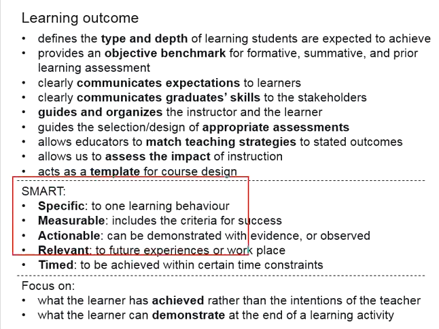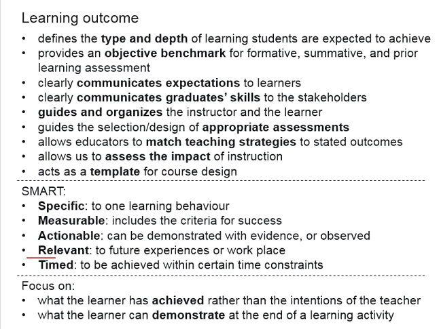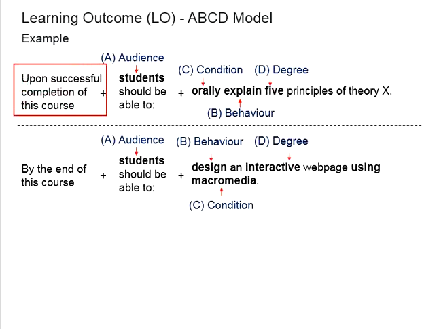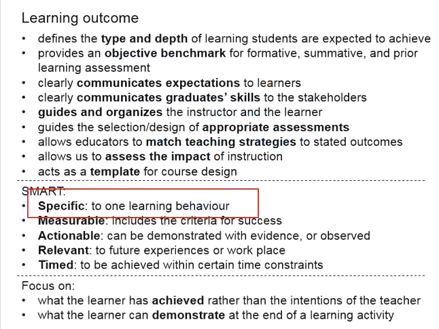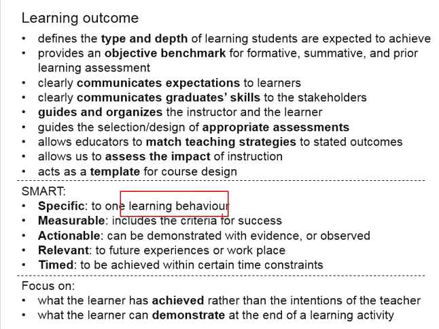Also remember the principles of a SMART outcome. There should be a time constraint. This is reflected by the first part of the statement, upon completion of this course. There should be a specific behavior. Now in this case, we are talking about explaining the principles of theory X. The outcome is not applying the principles. Therefore, the learning behavior is specific.